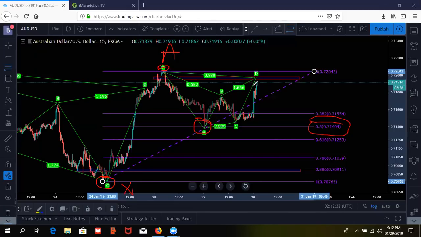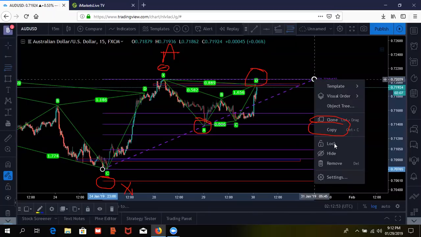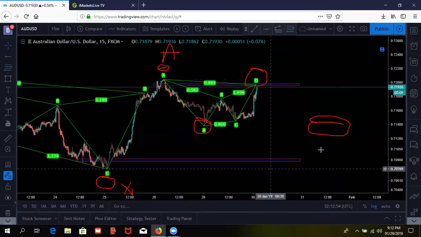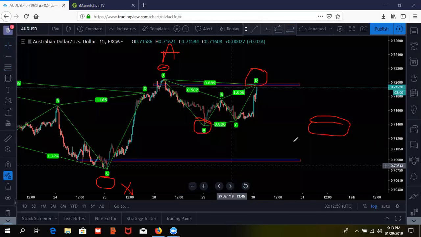Now this could push up into a cipher pattern if price breaks above it. All right, so I'm looking to enter the trade right here. If price decides to push up, and this is just me staying ahead of the game, then I know I can be looking for a potential cipher pattern, and then I know what my next move is.